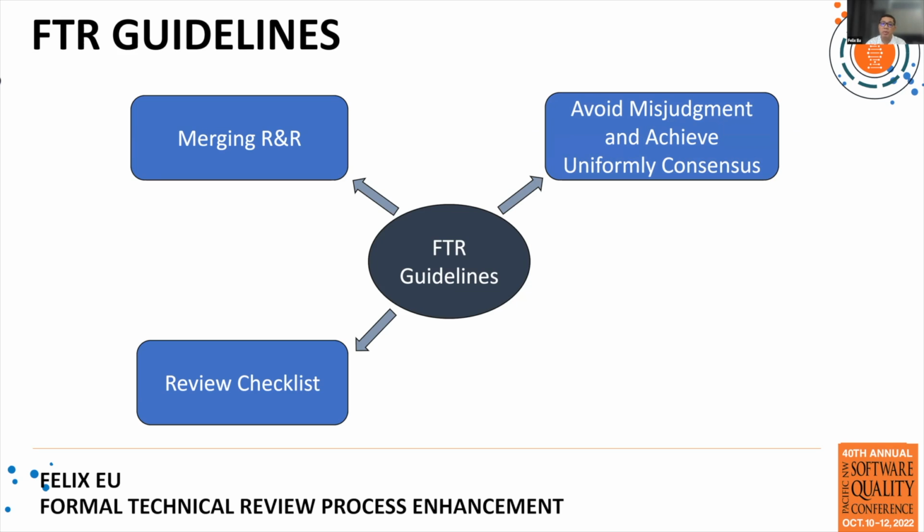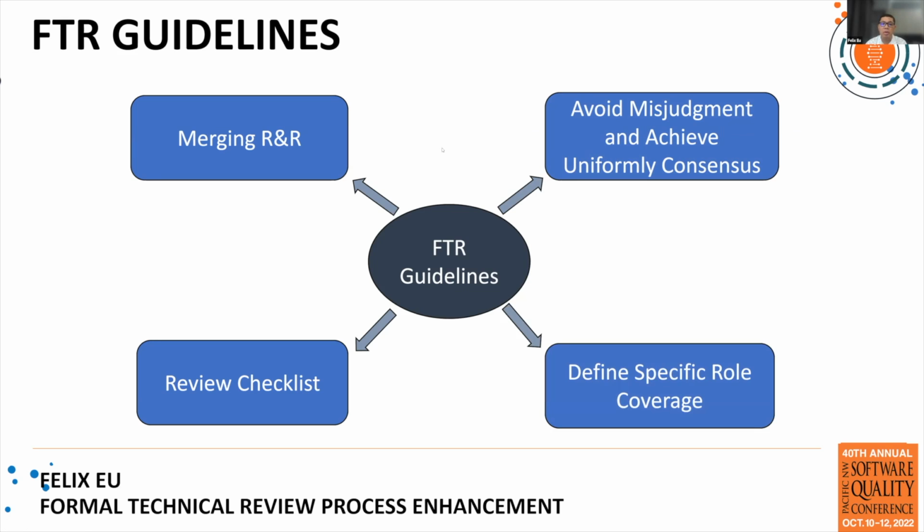And define specific role coverage for the reviewers. The team can identify who are the upstream and the downstream reviewers. Upstream reviewers normally ensure the specification meets the customer's requirements. For example, the roles of the software manager, project leads, and quality manager. And the downstream reviewers must ensure the software implementation meets the specification. The roles that fall under this category can be a developer, a feature architect, or a peer.